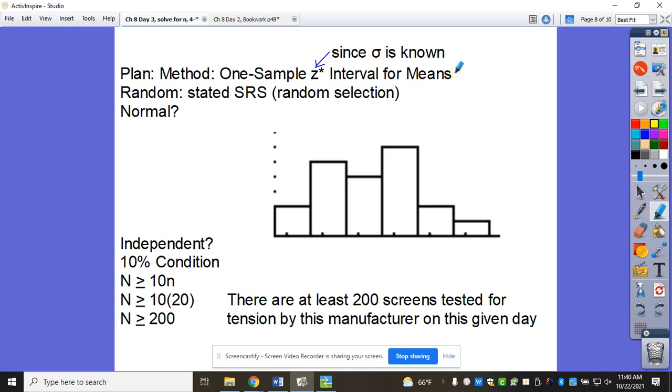So random, this one literally says SRS in the problem, so stated SRS, then just make sure you write, so that means it's random selection, not assignment.